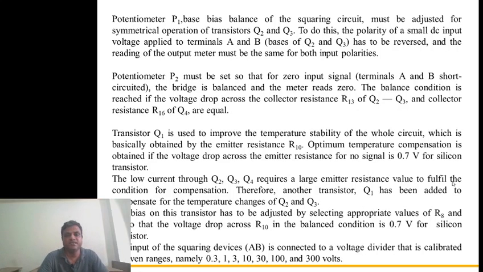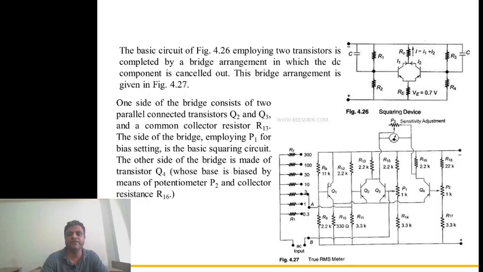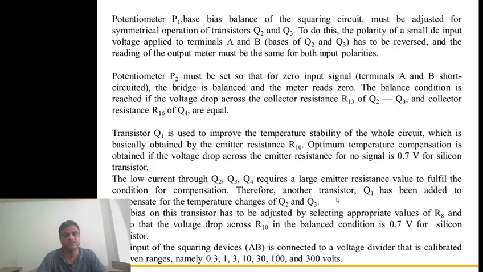Then transistor Q1 is used to improve the temperature stability of the whole circuit, which is basically obtained by emitter resistance. It is basically an emitter follower combination, nothing else, this particular Q1. So it provides temperature stability plus high input impedance, low output impedance. The low current through Q2, Q3, Q4 requires a large emitter resistance value to fulfill the condition. Similarly, it requires the large emitter resistance, and we know that Q1 has high input impedance and low output impedance.